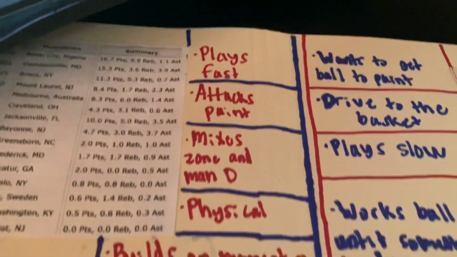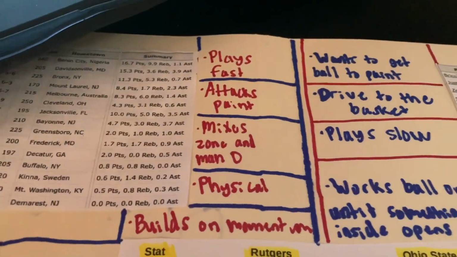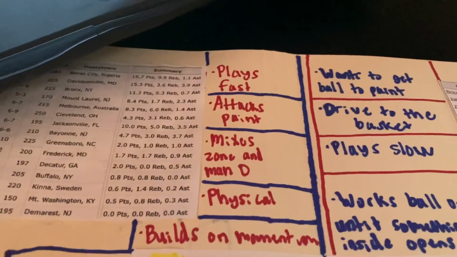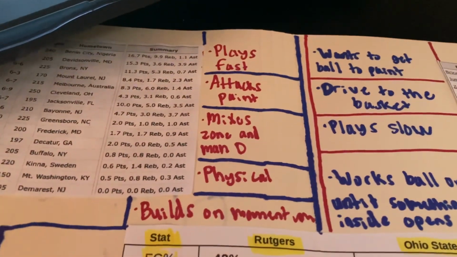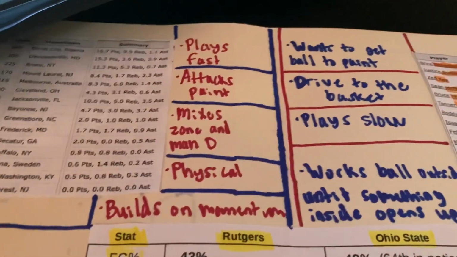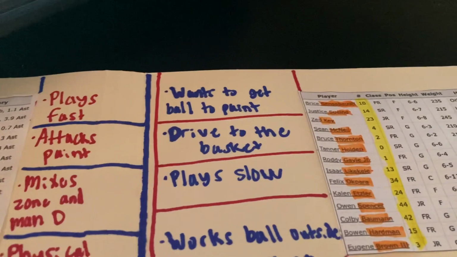Right here are some film notes from when I studied film. Rutgers is a fast team. They're going to want to get in close to the basket, play both kinds of defense. They're a physical team, and they can build off momentum and go on those runs that you really look for in a good basketball team.